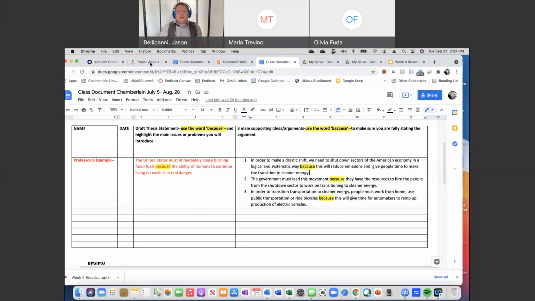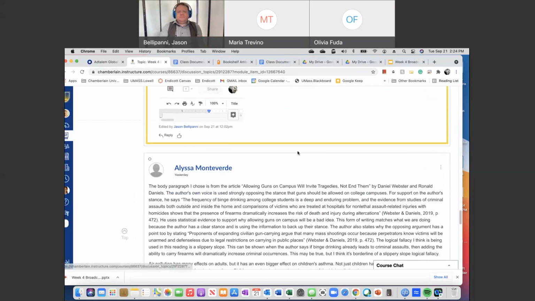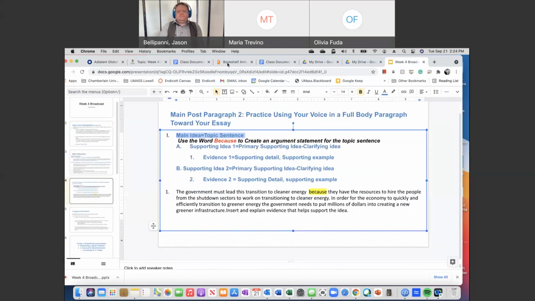Oh, I did try to post it, but then the measurements are messed up. Okay. Oops.